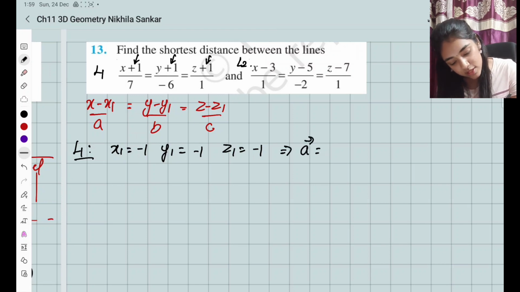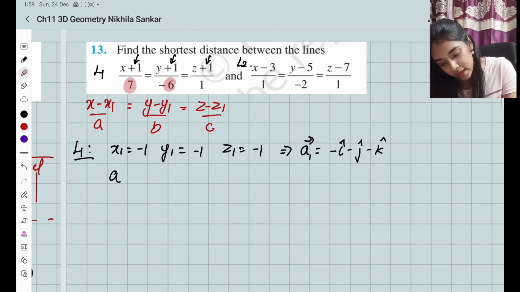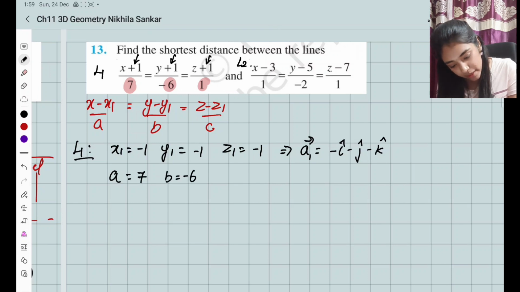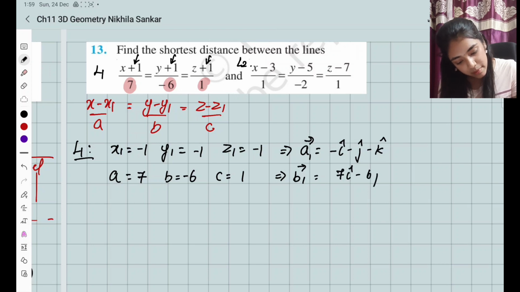So a vector is going to be minus i cap minus j cap minus k cap. Okay, that is a1. We are talking about line 1. And my a, b, c is going to be: a is 7, b is minus 6 and c is 1. So from this I found my b1 vector, which is 7 i cap minus 6 j cap plus k cap.